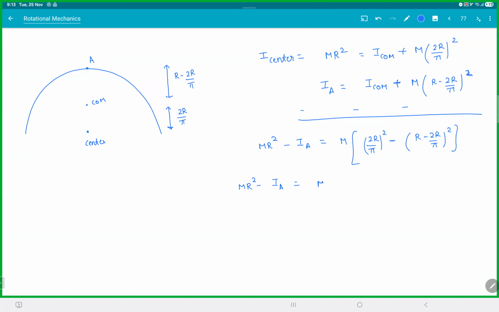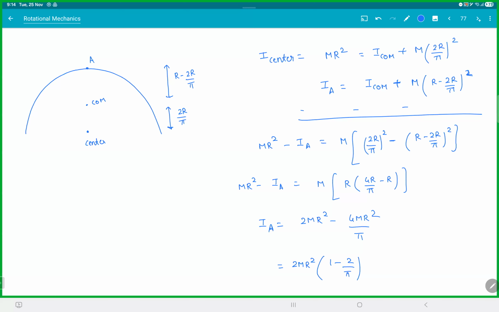That looks like a square minus b square, so I can write a plus b and a minus b. If I do a plus b, 2r by pi will cancel. And if I do a minus b, then it will be 2r by pi minus this thing, so it will be 4r by pi minus r. So IA will be, mr square will come this side. That will be 2mr square minus 4mr square by pi. That is the moment of inertia about A. You can take out 2mr square common. You will get 1 minus 2 by pi. There, be careful with that.